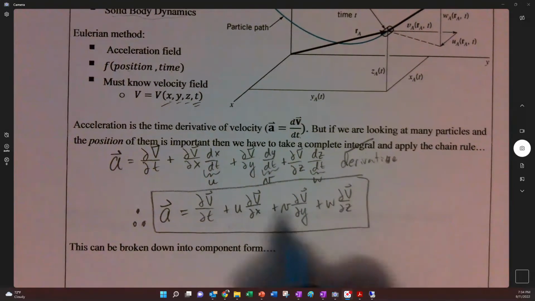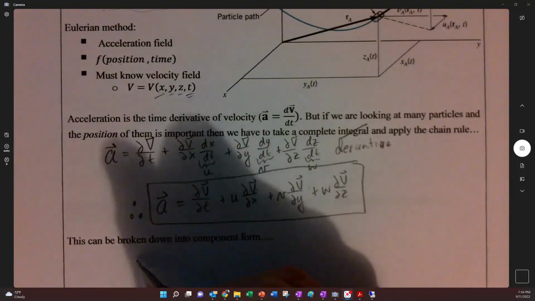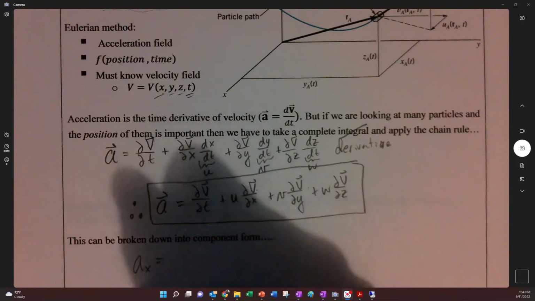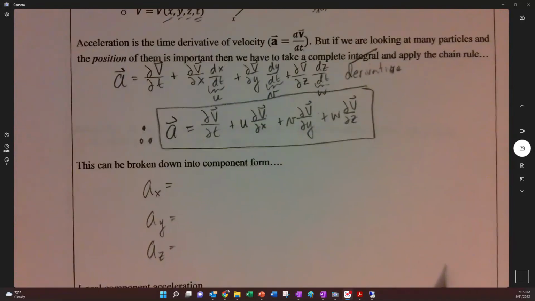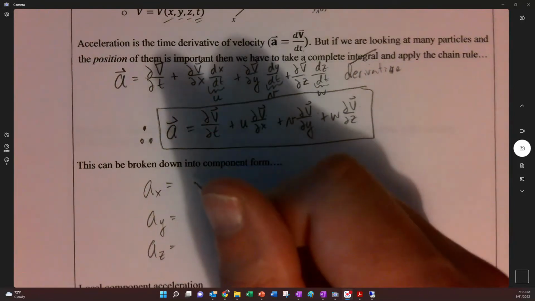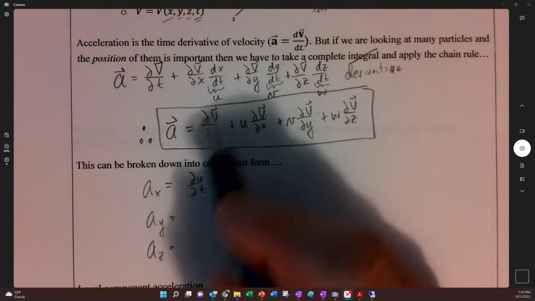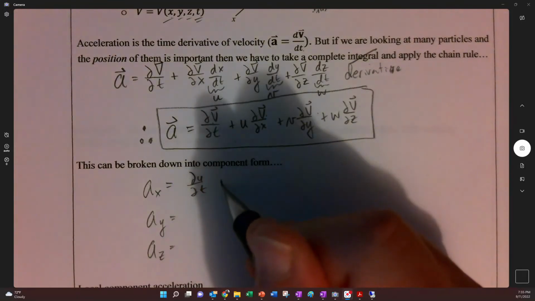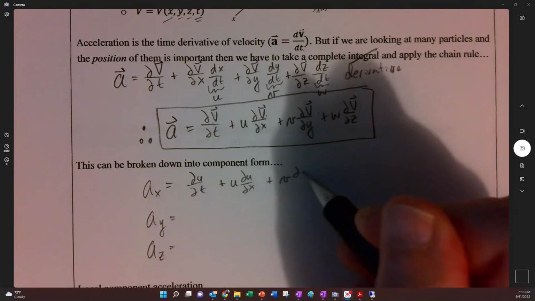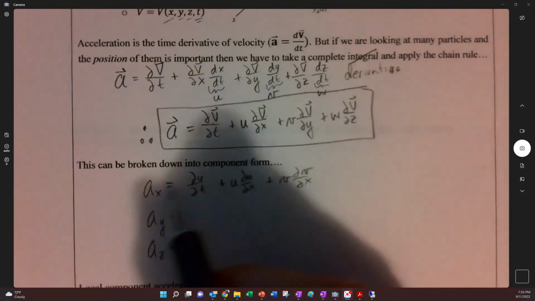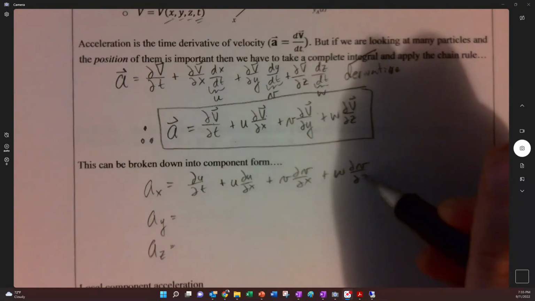If you want to, we could break this down, because each one of these is a vector. So we might want to find the actual components. We take the x component, the y component, and the z component, and think of them in those terms. So we have del u del t. That's the x component of this portion right here. But we also have u del u del x plus v del u del y, these are all x component things, plus w del u del z.